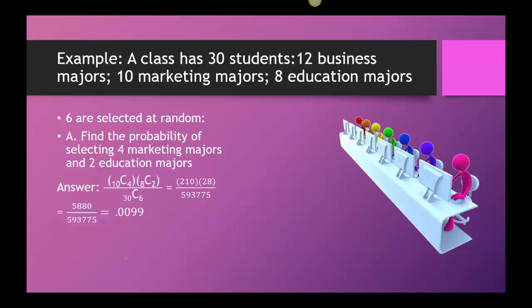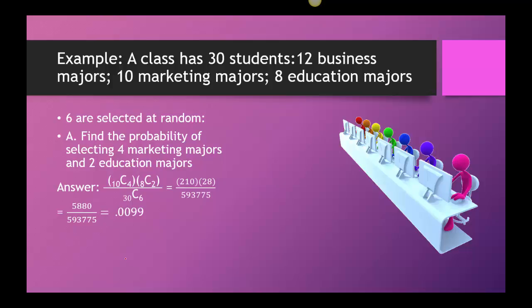All right, so let's start with picking 4 that are marketing majors and 2 that are education majors. Here's that word and, and I just want to make sure we go through words and talk about what do we do when they happen. So start with the marketing majors. I have 10 of them, and I'm going to select 4. Then I look at education majors. I have 8 of them, and I'm selecting 2. Anytime it says and, I want to multiply. So 10 choose 4 gave me 210. 8 choose 2 gave me 28.